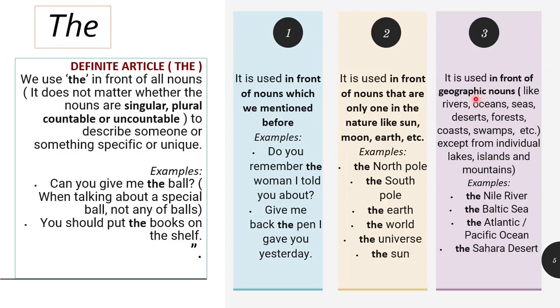The next one, number 3, it is used in front of geographic nouns like the rivers, the oceans, the seas, deserts, forests, coasts, swamps, except for individual lakes, individual islands or mountains, which are not included. Examples are the Nile River, the Baltic Sea, the Atlantic Ocean, the Sahara Desert. So if you put the name and after that ocean, sea, desert, or forest, you put the.